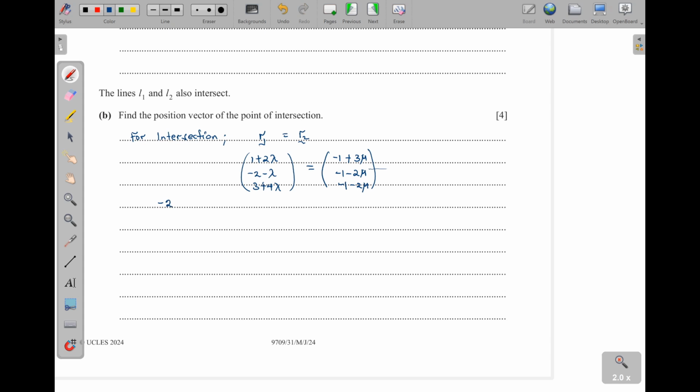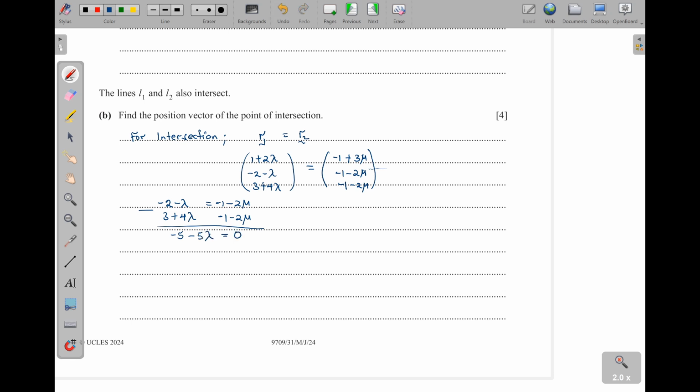If I get -2 minus lambda, then 3 plus 4 lambda, this one is equal to 1 minus 2 mu, and then -1, it is also negative here, then minus 2 mu. You can see that we can subtract here such that this one disappears. So when we subtract, this will be -2 minus 3, that will be -5. Then minus lambda, minus 4 lambda, that will be -5 lambda.